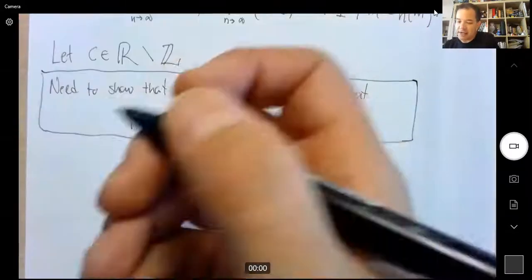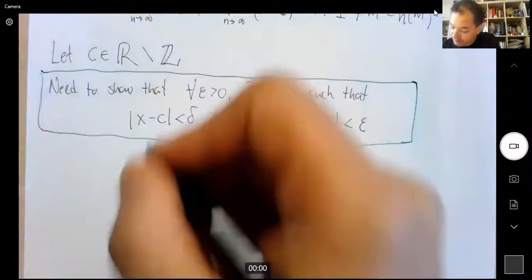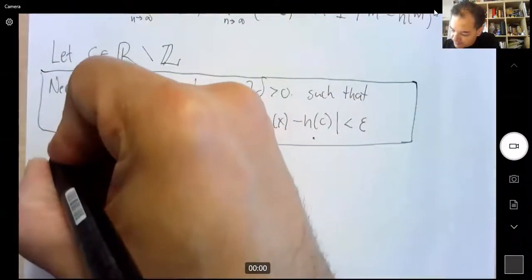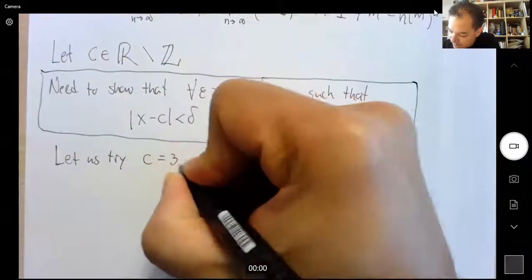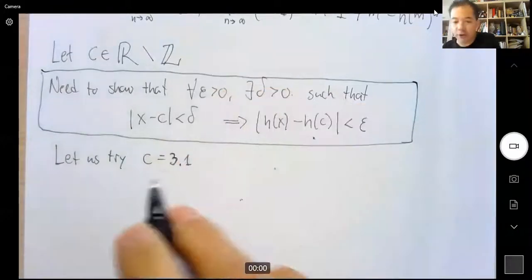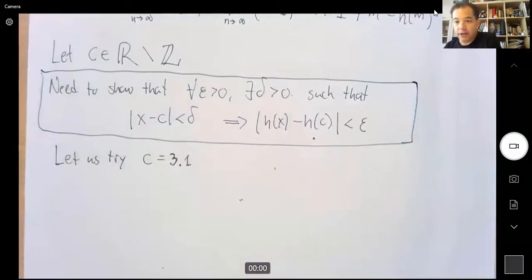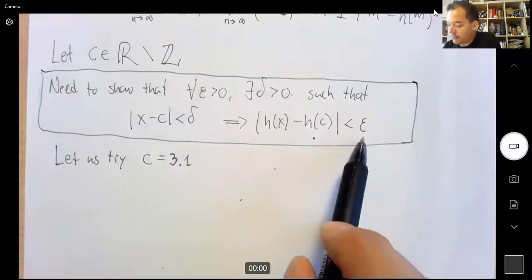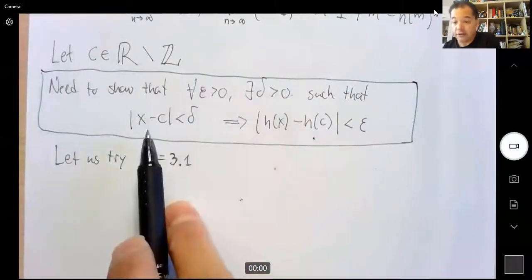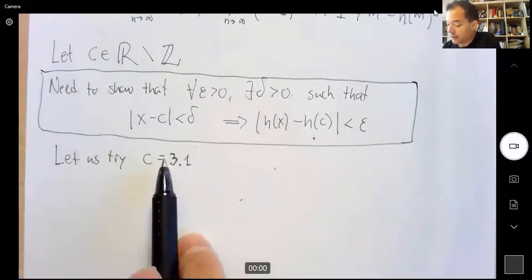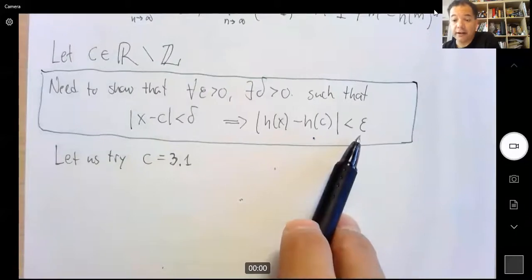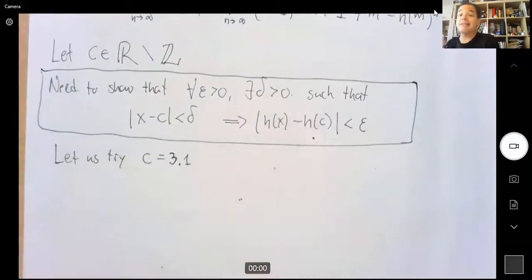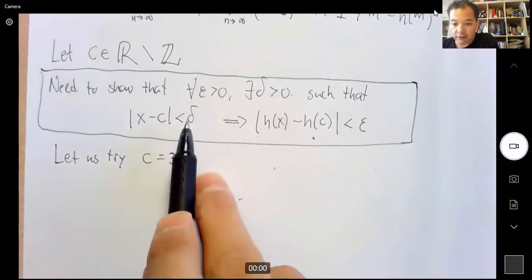So let's start with, say, 3.1. So let us try c equals 3.1. How good can we do it for 3.1? Well, we need to show that for any epsilon, we can pick a delta so that if you're really close to 3.1, then this difference will be really close, less than epsilon, right? And here, like I'm telling you, we can even make it 0, right? We can make it 0. What should be the delta that we're going to use?